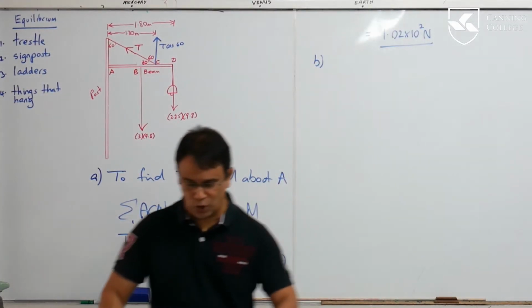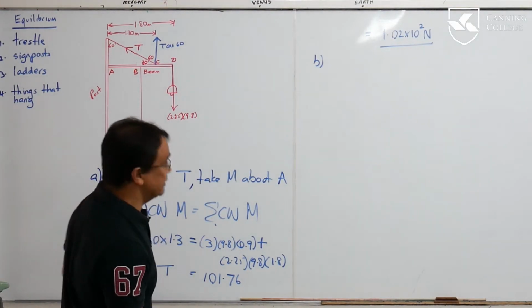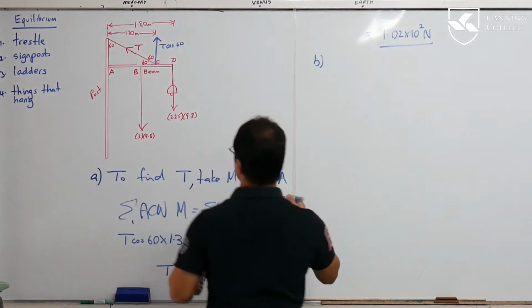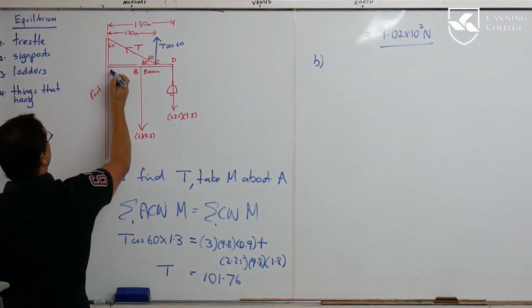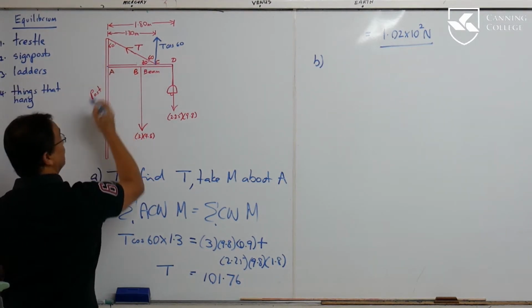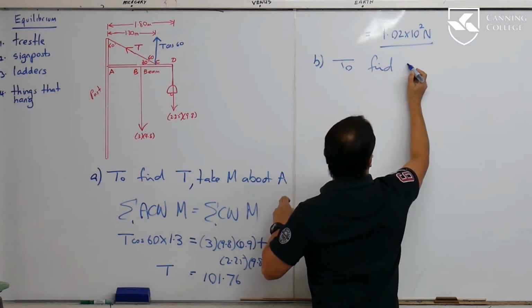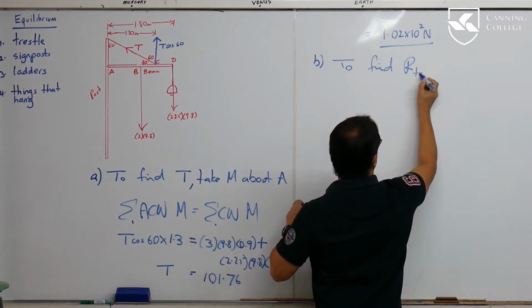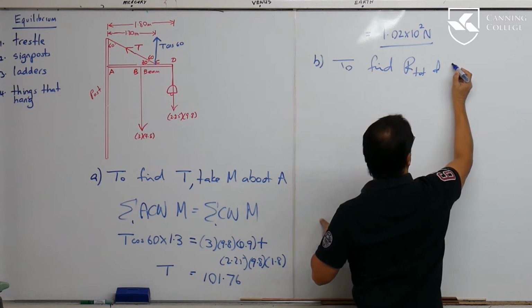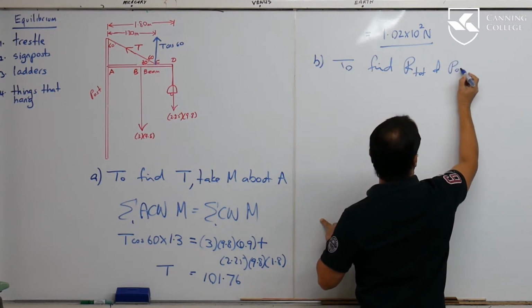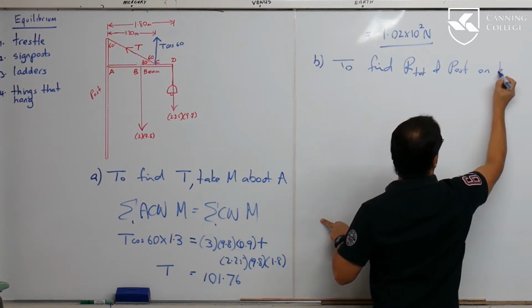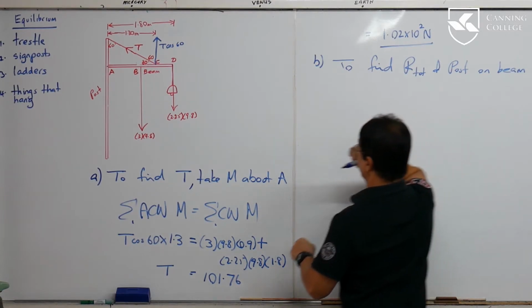So let's solve this question now, okay? Because what we want to do in this part of the question is to recognize that we've got something happening over here. We want to find the reaction force, R total, of the post on the beam. All right, post on the beam.